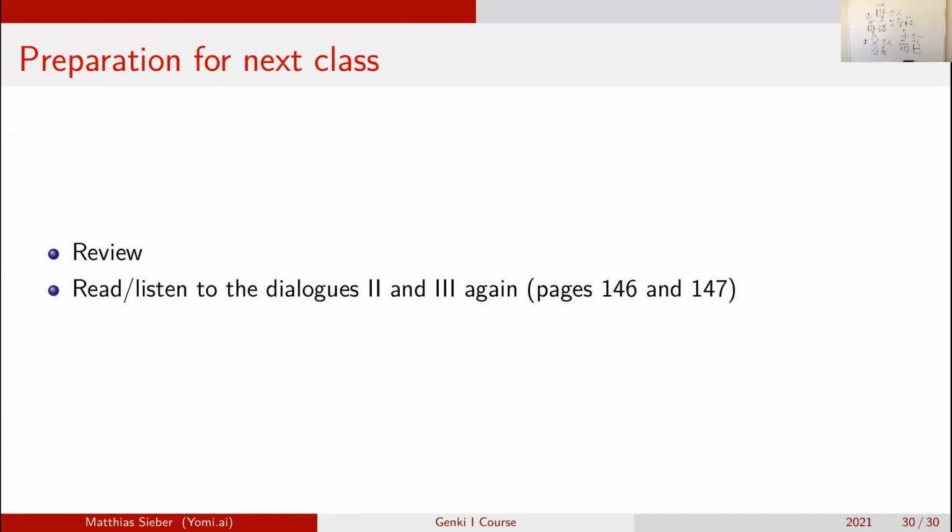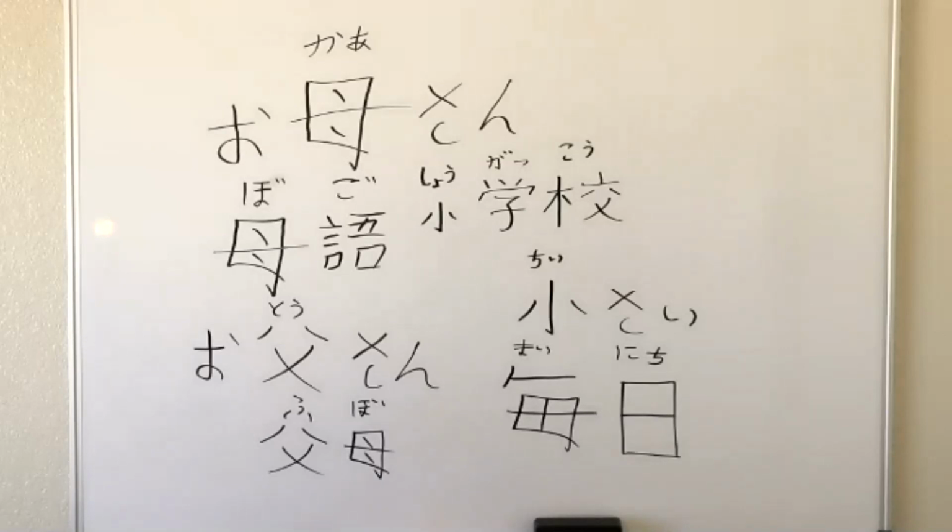And then, of course, review goes without saying, especially vocabulary, right? And then we will cover the remaining dialogues. So read and or listen to dialogues 2 and 3 again. And that'll be it. Then we're going to go to the next chapter after that again.